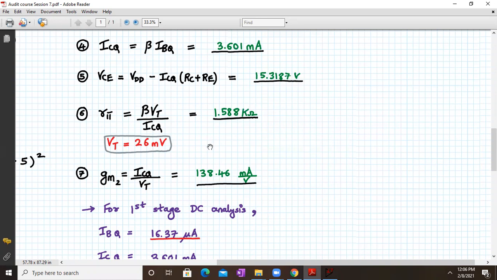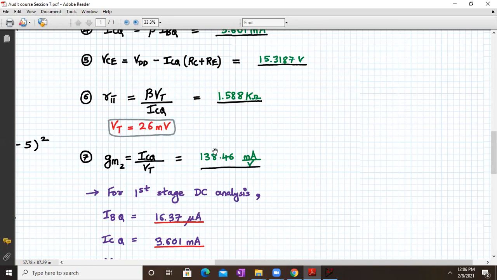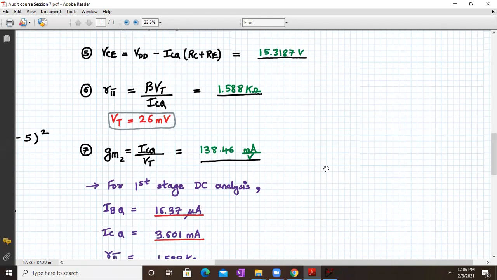Next is GM2, which is given by ICQ upon VT. So over here, we have VT value is given as 26 millivolt, ICQ is 3.6 milliamperes. So this ratio will be 138.46 milliampere per volt. Okay, so here we have it.